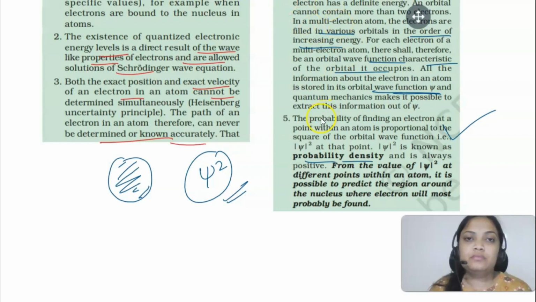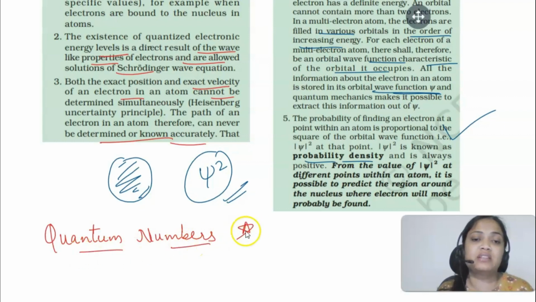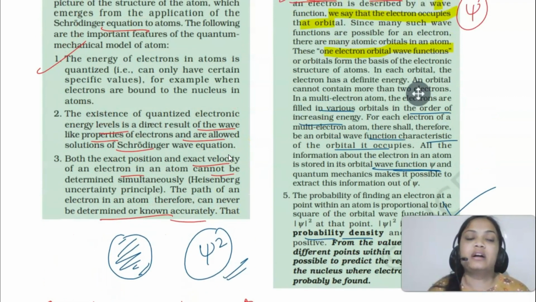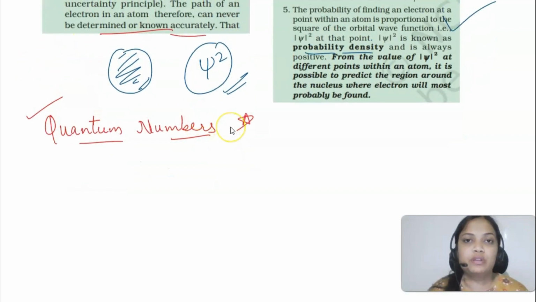Okay. So now students, we will be discussing the quantum numbers and the orbitals. One by one we will be discussing all the quantum numbers. Again, this is a very important topic. All these were the conceptual things that we have discussed regarding the quantum mechanical model. Now this is something very important that we are going to discuss that can be asked in your NEET exam as well.